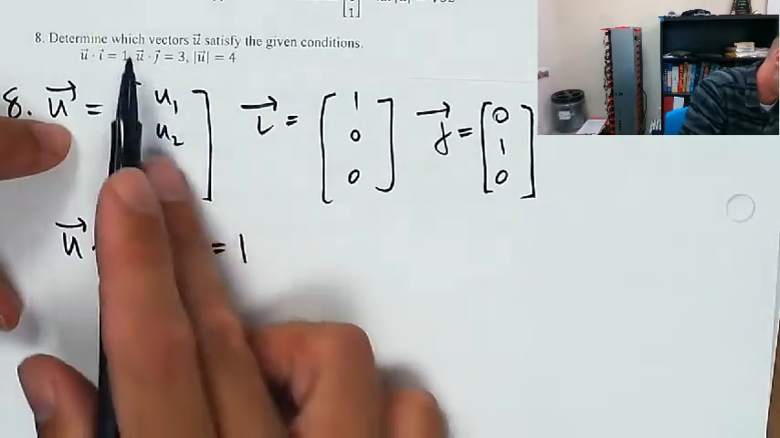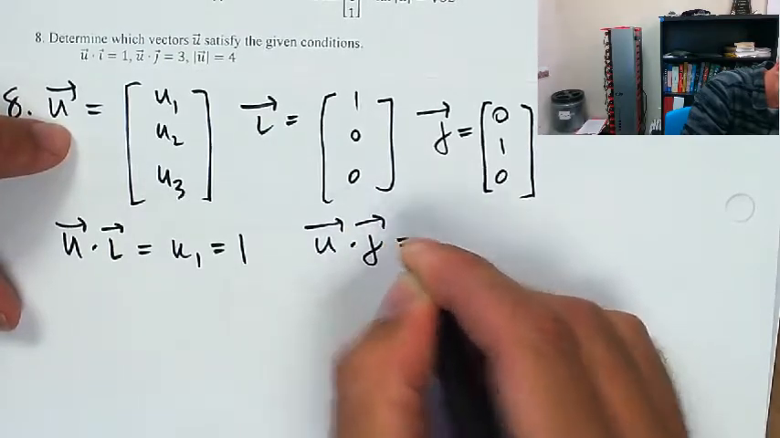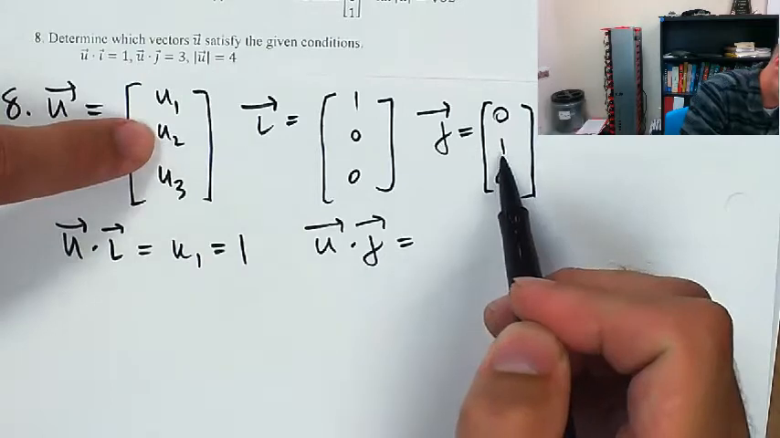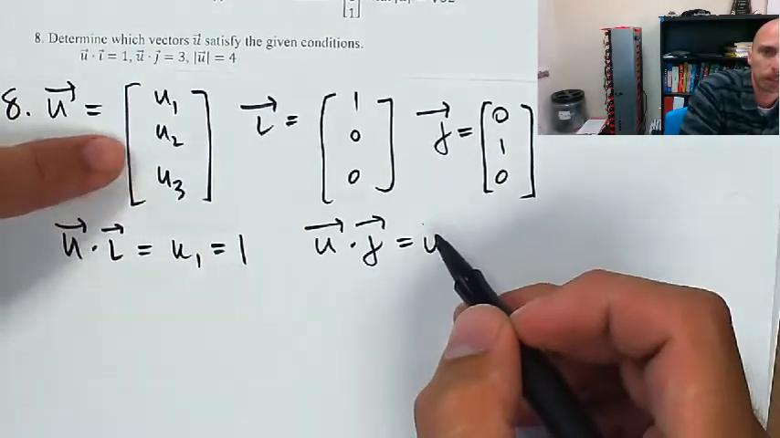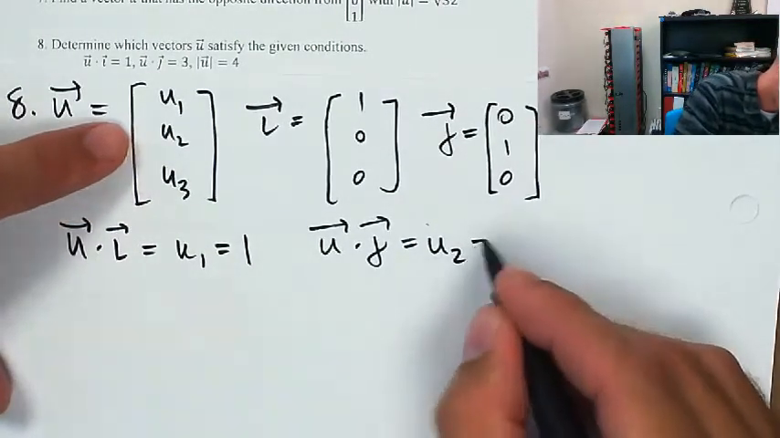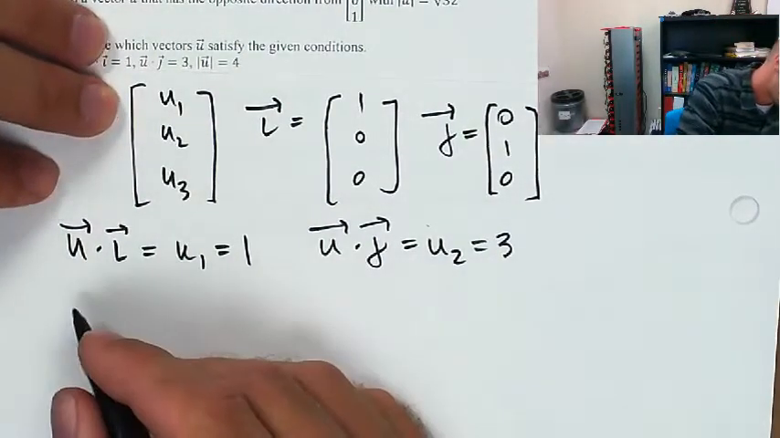U dotted with j is going to be 0 plus U2 plus 0. It's going to be U2. That's not a vector. That's just a number. It's the number that's inside of the vector, the second component. Then they told me that was 3. So I've got U1 and U2 set.